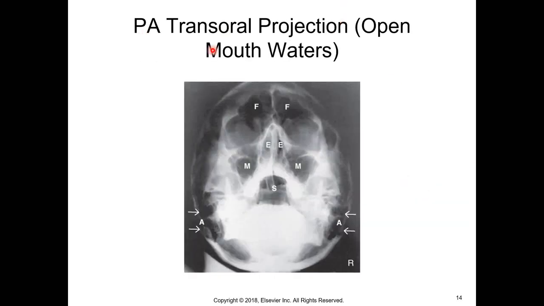Here's another view, the transoral projection or open mouth Waters. This one's important because this is really the only one where you can see the sphenoid straight on through the open mouth. So your sphenoidal sinuses are back here. Your maxillaries are here, free of superimposition of the petrous ridges, which are actually down here now. And this little A here is the air cells of the mastoid, and then F up here is your frontals, and E by the nose and the nasal septum is going to be your ethmoid sinuses.